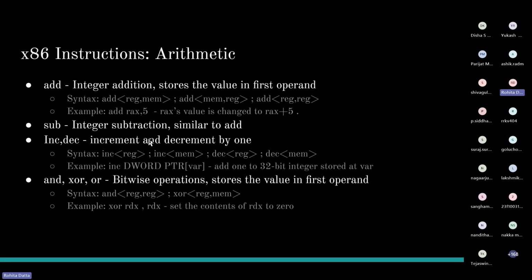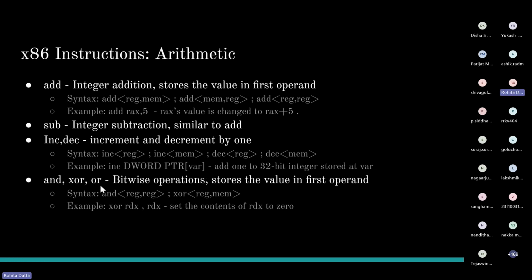Integer subtraction does the same thing. It subtracts the second operand from the first and stores the value in the first operand. You have increment and decrement. They are the same thing: they add one or subtract one to whatever element follows them. This DWORD PTR basically just means it's a 32-bit memory location.